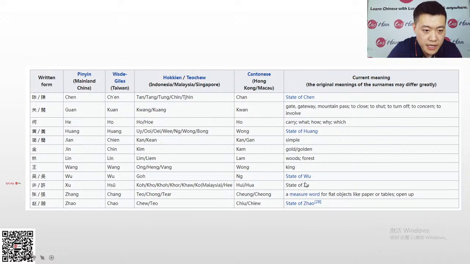And the last one, 赵, like Xu, Wu, Huang, and Chen. It is also a king's surname in ancient China. Zhao, king of Zhao.